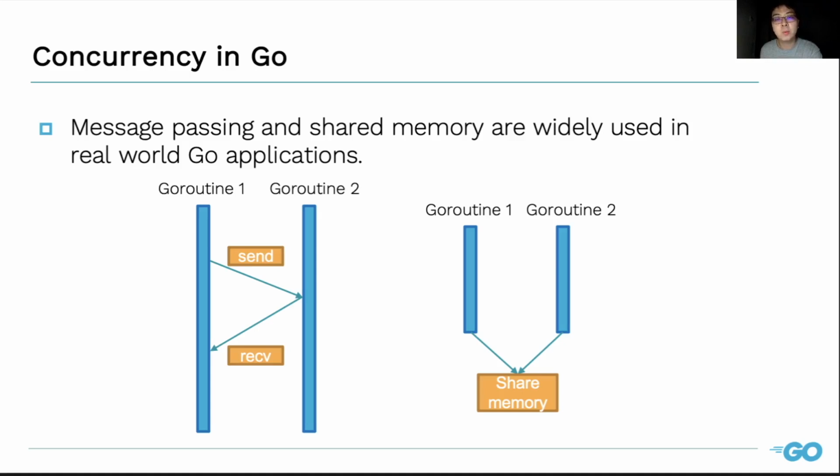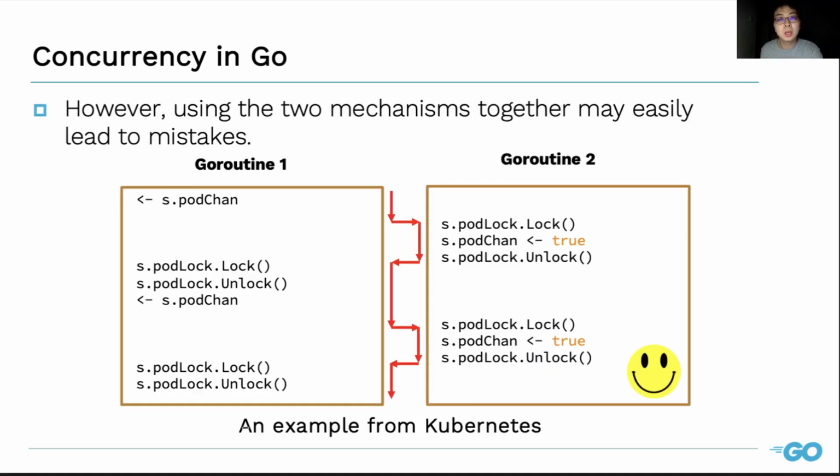But in real-world Go applications, channel-based message passing and mutex-based shared memory are both widely used. These mechanisms not only bring convenience, but also make users more likely to make mistakes.